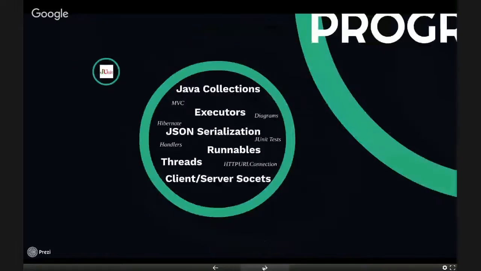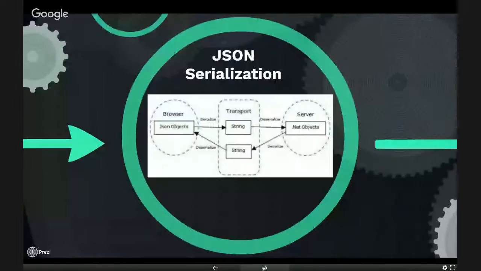Looking at some of these, JSON serialization is one of the main critical points that you can use to be able to take objects and store them in strings. You can then send that across servers, or you can send it into databases. Then as you need to put it back into an object, you can use JSON serialization to do so.